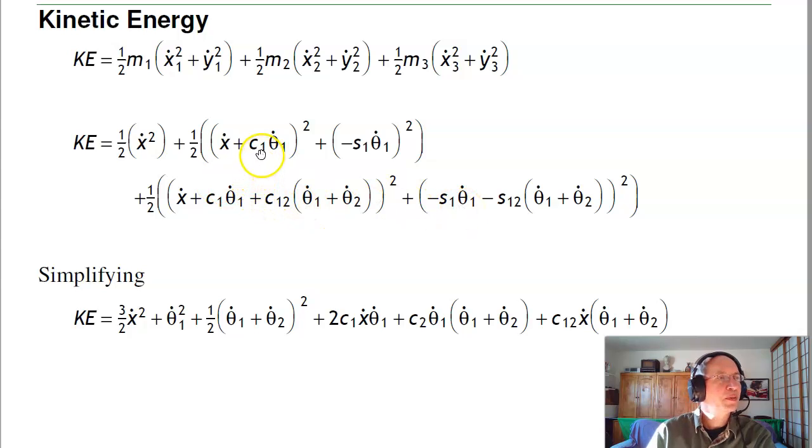Now simplifying, I get cosine squared plus sine squared is 1, three times. So those simplify. I get some cross terms, which mostly cancel. And after some algebra, this is the kinetic energy. Fairly lengthy, but not completely absurd.